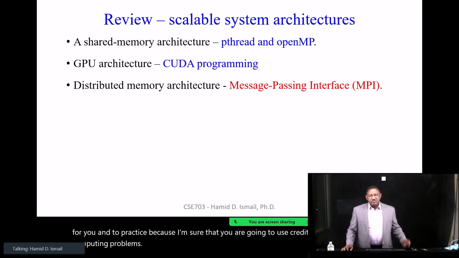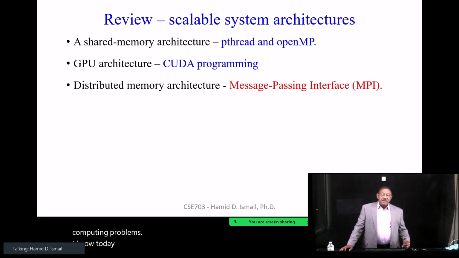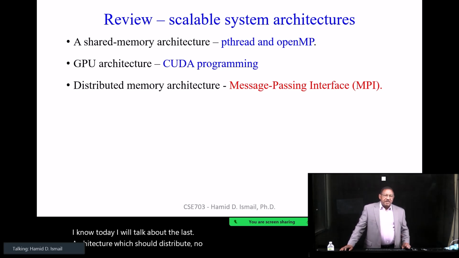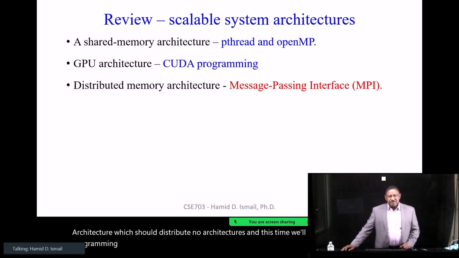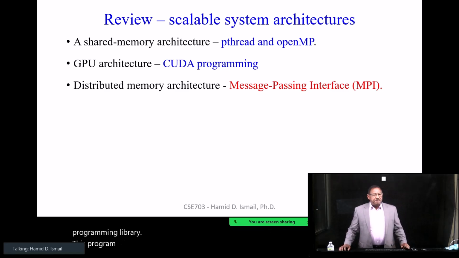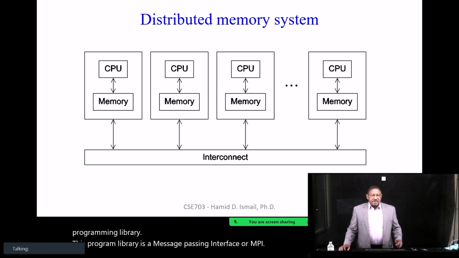And today we'll talk about the last architecture, which is distributed memory architectures. And this time we'll use a different programming library. This programming library is the Message Passing Interface, or MPI. And so that's about it.